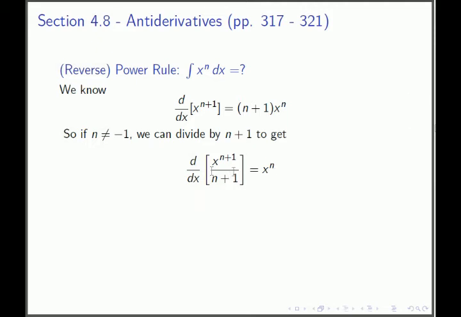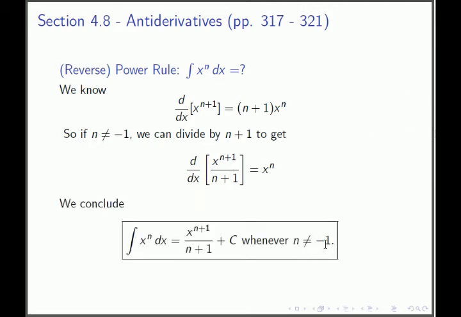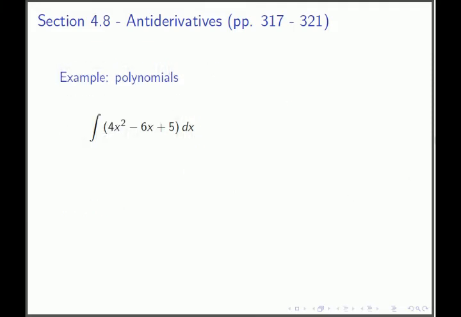Okay, this was only legal to do if n was not equal to negative 1, by the way. But now this line here tells us that if n is not equal to negative 1, then the antiderivative of x to the n is x to the n plus 1 over n plus 1 plus c. Okay, this is our first integration formula, and it's basically telling us that to integrate powers of x, you take the exponent and bump it up by 1, and then divide by that new exponent. Let's see how this works in the context of polynomials.